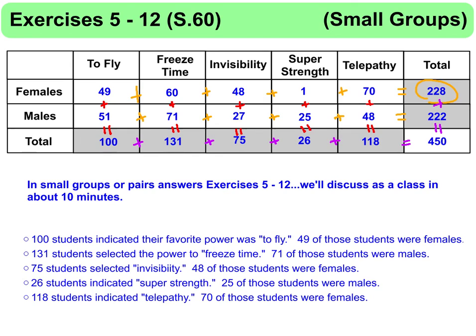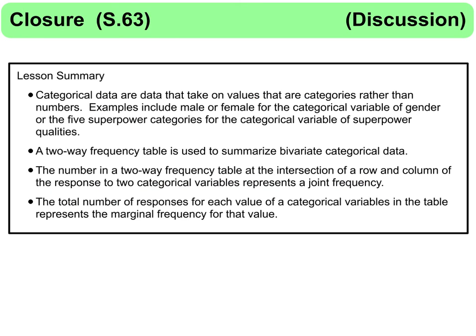The next lesson is going to pick up where this one leaves off to talk a little bit more about what I can do with this particular table. But in a lesson summary, categorical data are data that take on values that are categories rather than numbers. Examples include male or female as the categorical variable of gender, or the 5 superhero powers that we discussed. A two-way frequency table is used to summarize this bivariate categorical data.